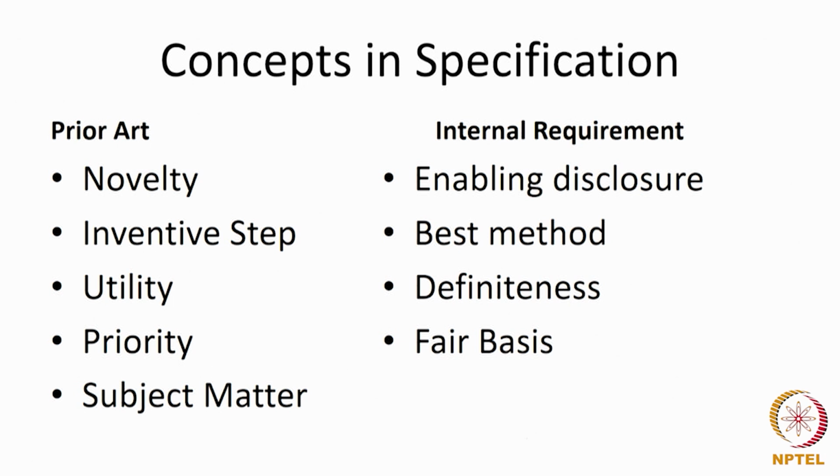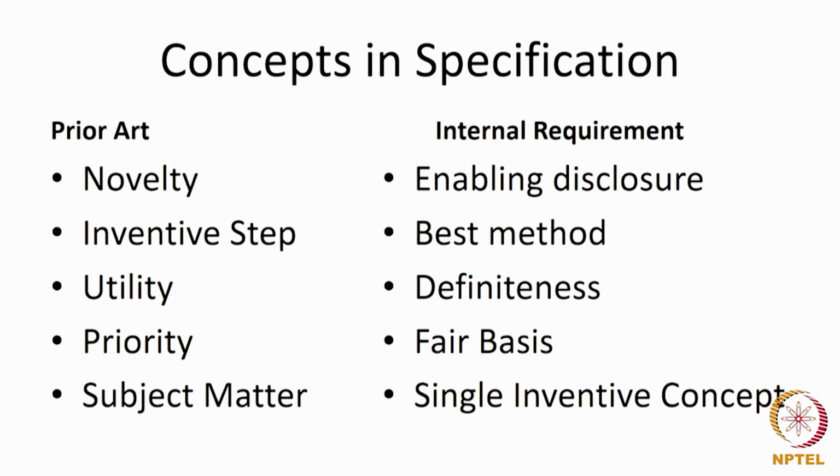Similarly, you cannot claim something that is unconnected to what you have described in the descriptive part of the invention. So this is what we call fair basis. The claim should be fairly based on the matter disclosed in the description. So if a claim contains something which is not disclosed in the description, that could be a ground for invalidation.